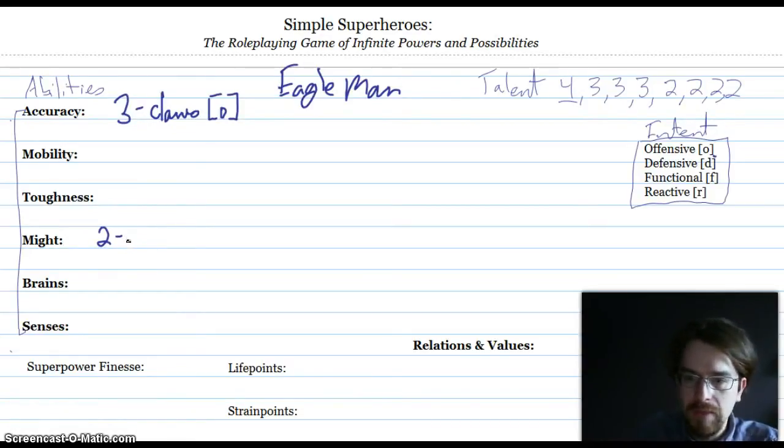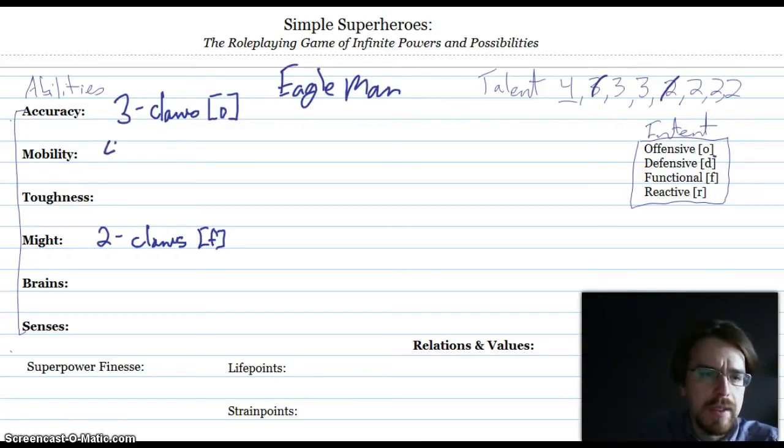But I'm going to give him one in might, which is actually functional claws, which is about cutting through thick substances. He can probably cut through glass pretty easily with this talent, and other thick substances. So I've used a 3 and a 2.